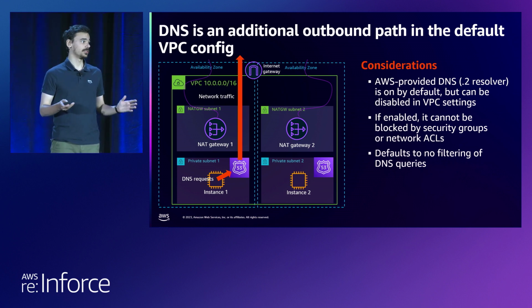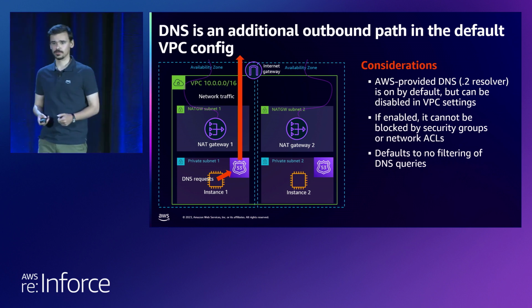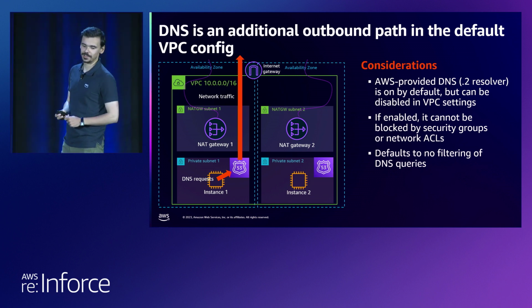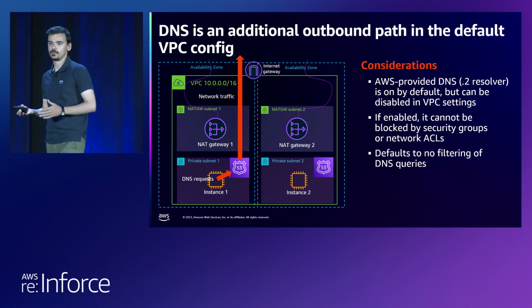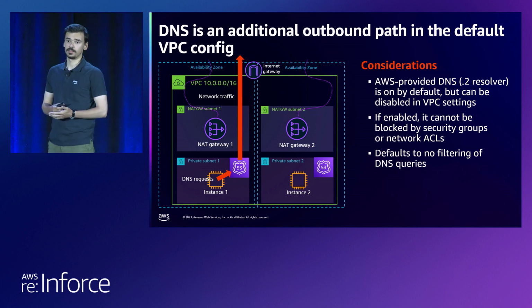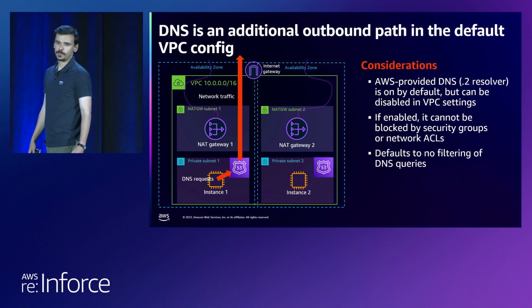If you are on AWS, there's also at play the .2 resolver. For those that don't know what the .2 resolver is, you're likely using it, of course, because that's the default DNS resolver. It sits on the .2 address of your VPC. And unless you change it to something else, that's the DNS resolver used to resolve queries. So how can you secure this path? Can you use a firewall?